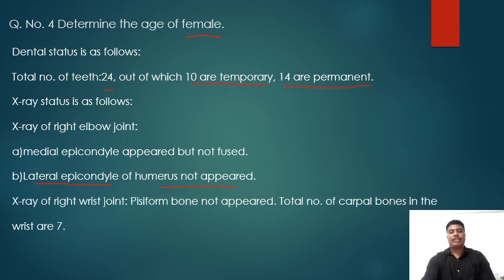Now another point is X-ray of right wrist joint. It shows that pisiform bone has not appeared. So pisiform bone appears at the age of 10 to 11 years. So the child is less than age of 10 years. Okay. So the total number of carpal bones in the wrist are 7. So according to this, we can determine the age of the female as 8 to 10 years.